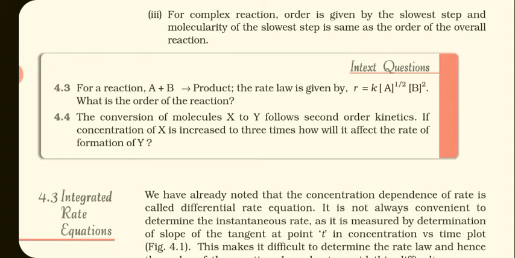In this video, we'll see the third difference between order of reaction and molecularity of a reaction. Two differences we have seen in the previous video and the third one is here. For a complex reaction, order is given by the slowest step, and molecularity of the slowest step is the same as the order of the overall reaction. So these are the three very important differences between order of reaction and molecularity of a reaction. One of the most important questions for the board exam, so try to remember this.